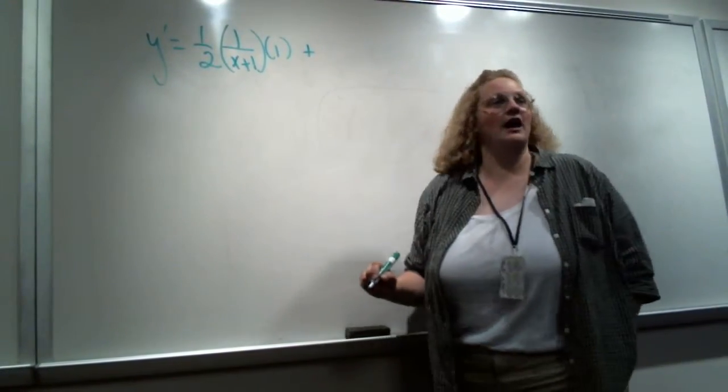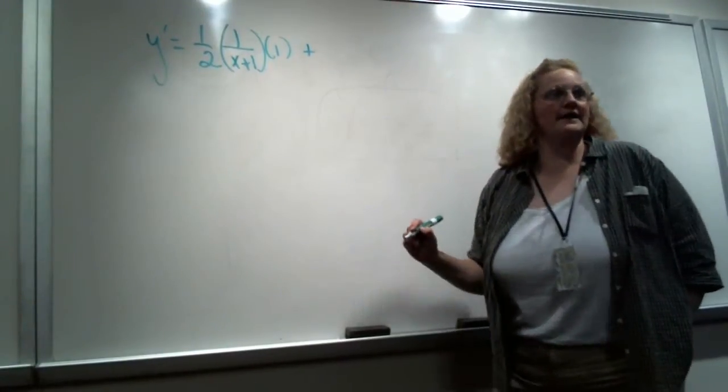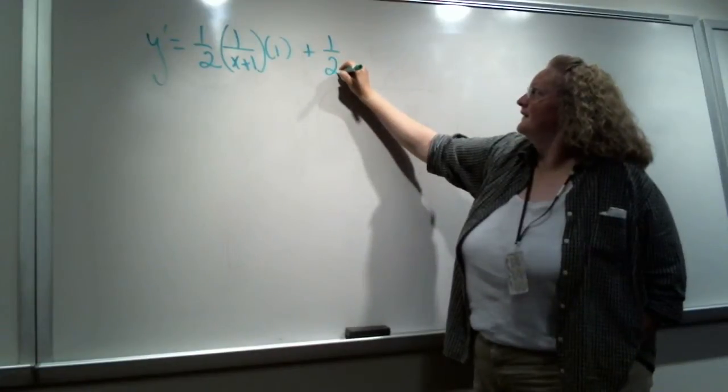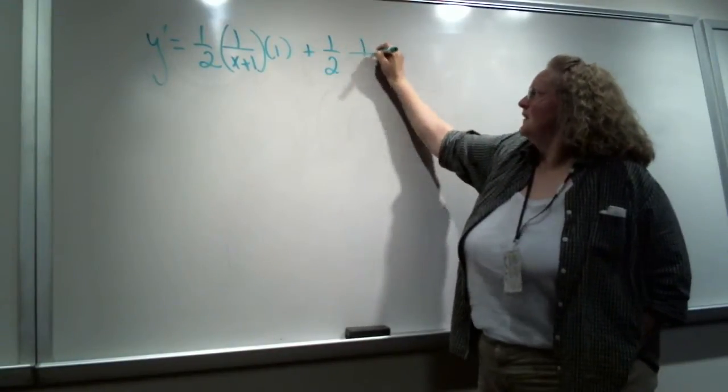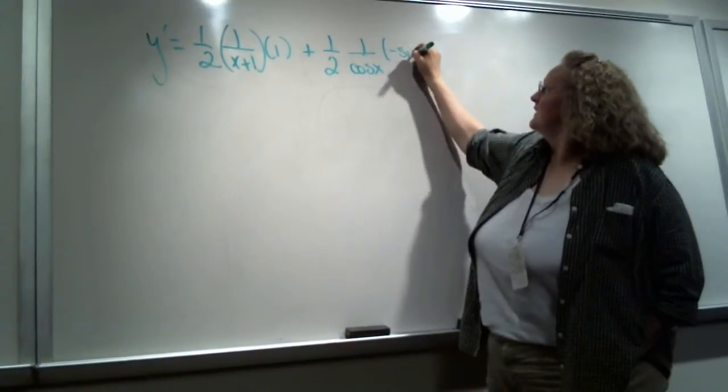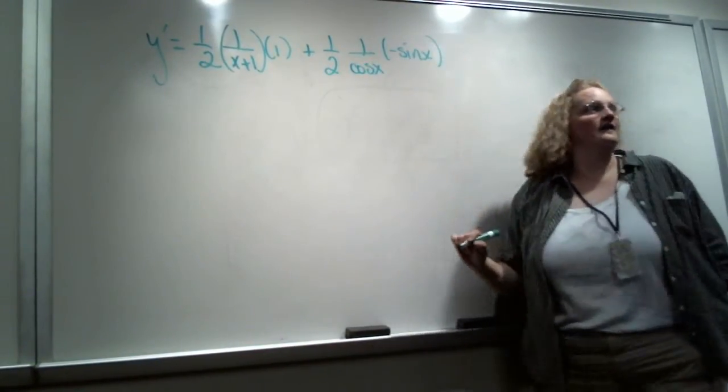What's the derivative of 1/2 ln of cosine of x? 1/2 times 1 over cosine x, times negative sine x. Very good.